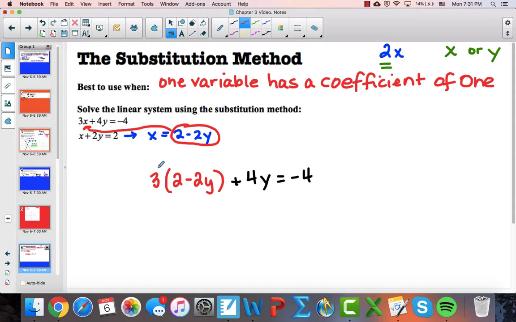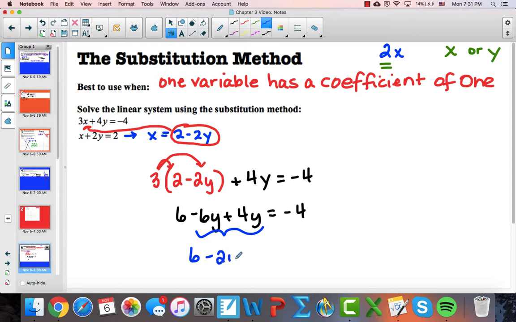All right, so I distribute my 3, and I'm going to get 6 minus 6y plus 4y equals negative 4. I'm going to combine the like terms, and I get 6 minus 2y equals negative 4. Subtract 6, so negative 2y equals negative 10, and y equals 5.